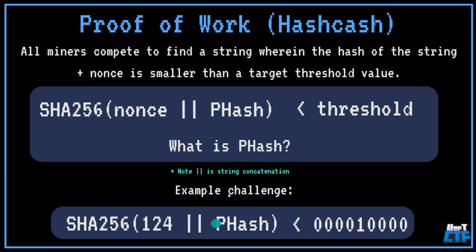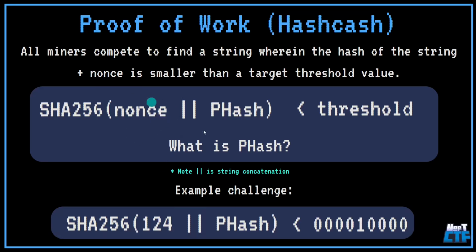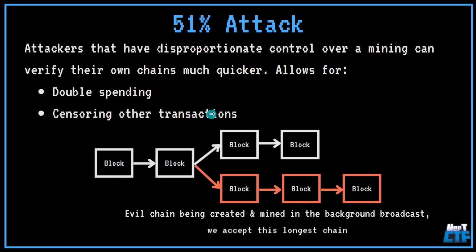So that's an example of the proof of work, and you have a nonce as well. A nonce would make it so that it is different every single time, because the hash is going to be the same for your input, but when you add the nonce to it, it's going to be different as well.